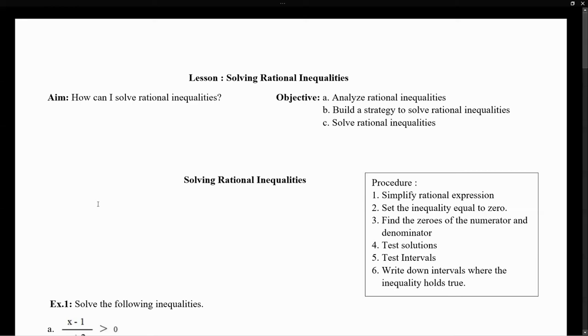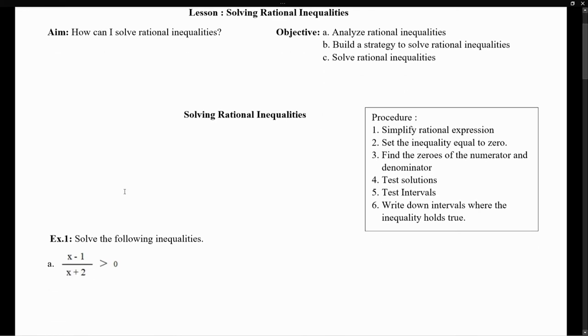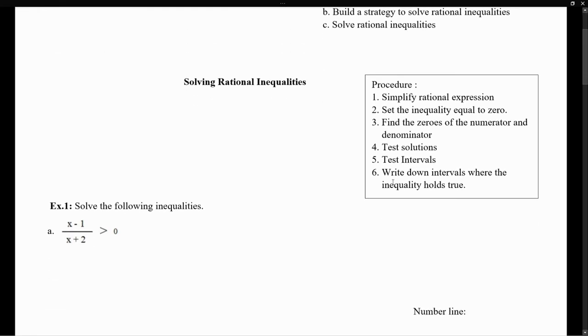Welcome. In this video, we're going to be discussing how to solve rational inequalities. So let's get started. Right here on the right-hand side, we have the procedure that we'll be using to properly solve rational inequalities. So let's take it one step at a time and show it in some examples.